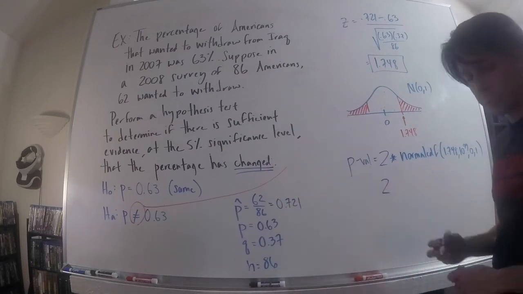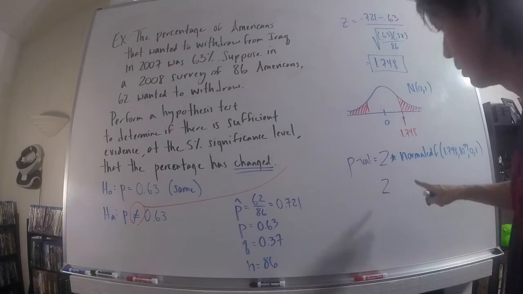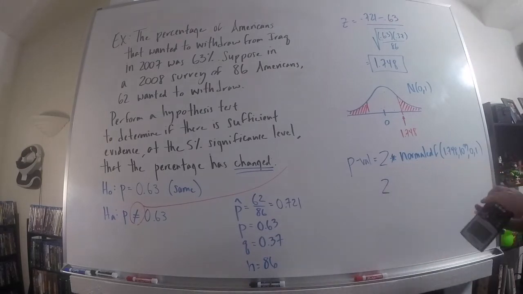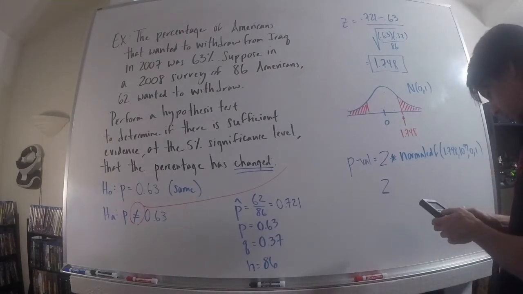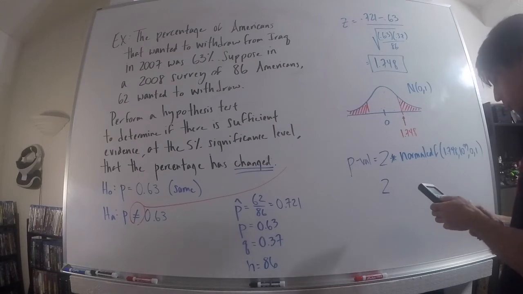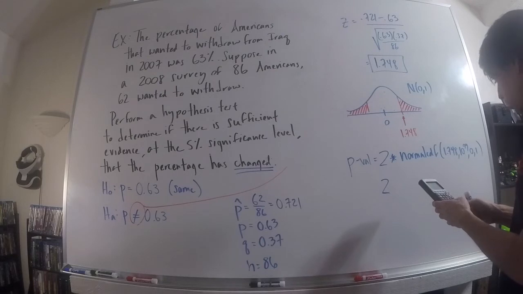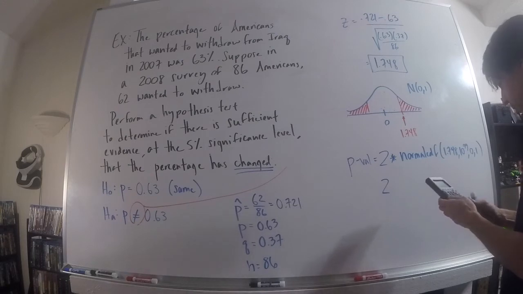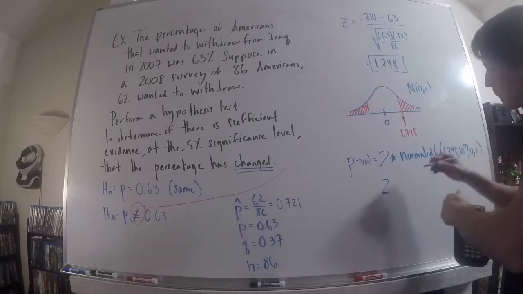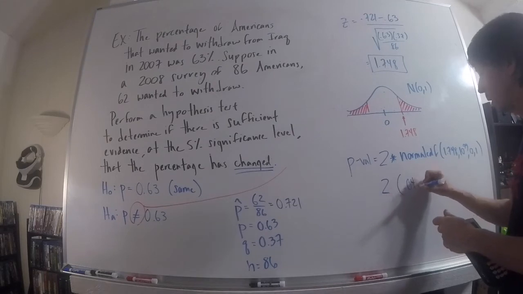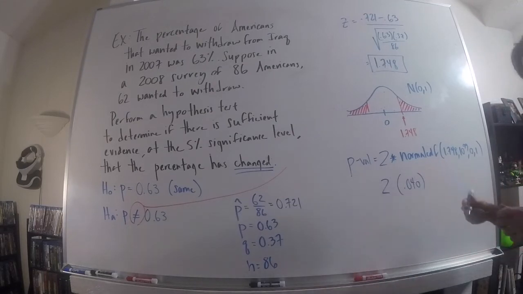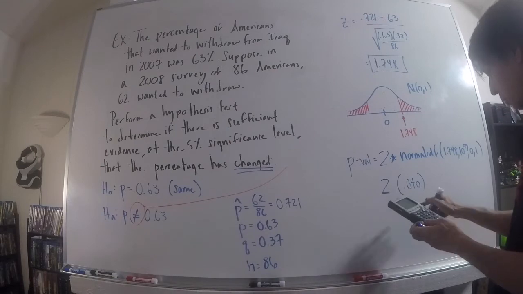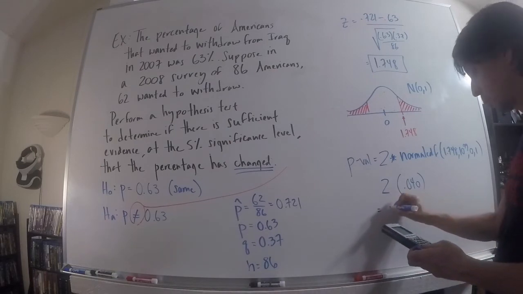Anyway, you can type this in one step on your calculator. You can do 2 times and then call the function normal CDF. I'm fine with you doing that, but for your notes I want to do them separately. So let me do just this normal CDF, 1.748, 10 to the 99, 0 and 1, gives me 0.040. And then as a separate step, I'll double it. But again, you could do it in one step. Times 2, that's 4%. Doubling it gives me 8%.